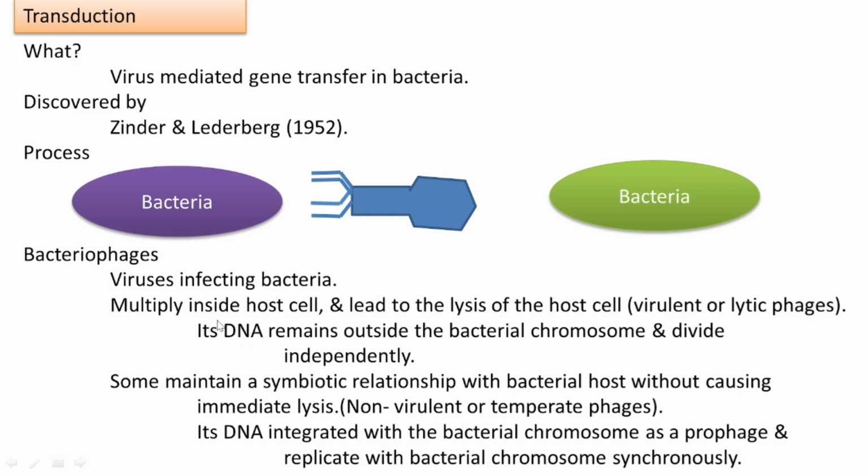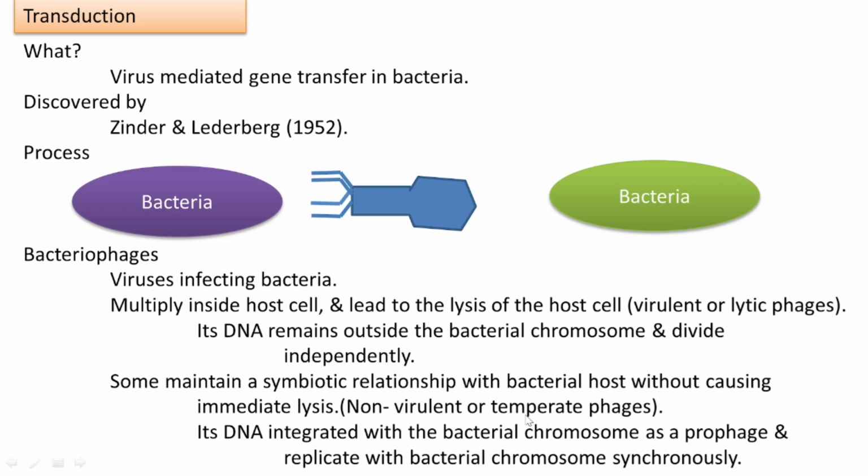Then one more type of bacteriophage also exists. That is the temperate phage or non-virulent phage. Non-virulent means it does not destroy the host cell immediately after infecting it. But later, it also will destroy the host cell. First, it establishes a symbiotic relationship, and only later does it destroy the host cell. Such phages are called non-virulent or temperate phages.